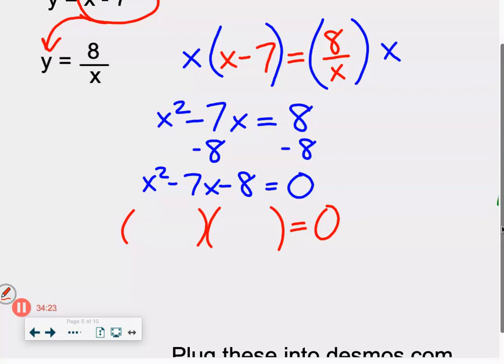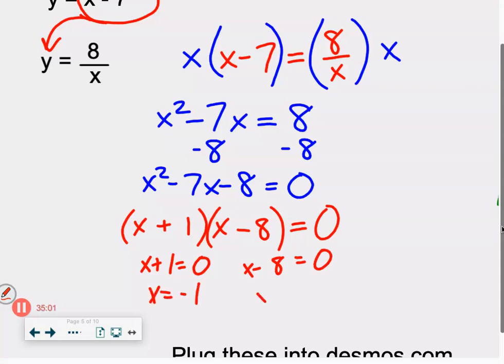All right, so we have an x and an x. Numbers, factors of 8: 1 and 8, 2 and 4. 1 and 8. Same sign or opposite signs? Opposite, because I have to multiply to get a negative. I want to add to get a negative. So do I want a -1 or a -8? -8 plus 1. So I get x, whoops, I skipped a step here. Stop skipping steps. So x plus 1 equals 0, x minus 8 equals 0, x equals negative 1, x equals 8.